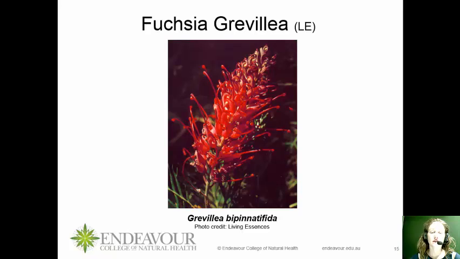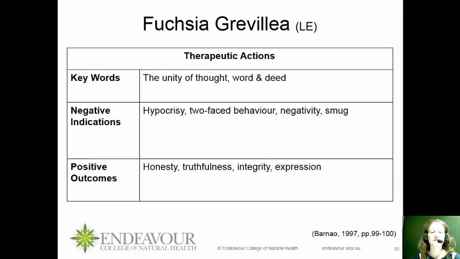And now we have fuchsia grevillea, which is the living essence range. So this is a different type of grevillea, but you can see it's still red, it's still got the exact same shape in the doctrine of signatures. And so this is about when thought, word and deed aren't in alignment. So perhaps you're thinking unpleasant things about somebody, but you're talking to them with syrupy sweetness in your voice. There is no congruency in the truth, and you're not able to speak your truth.